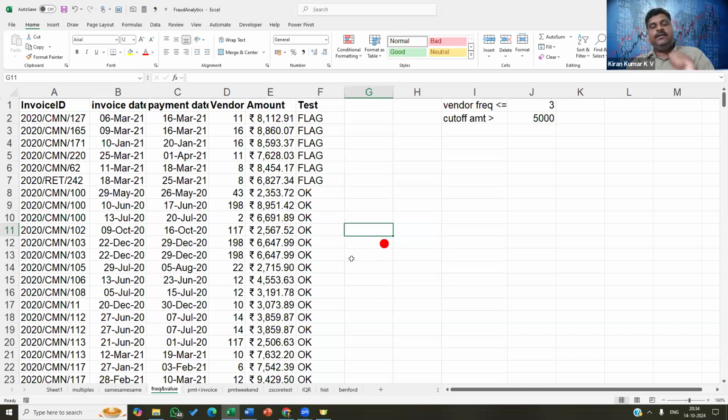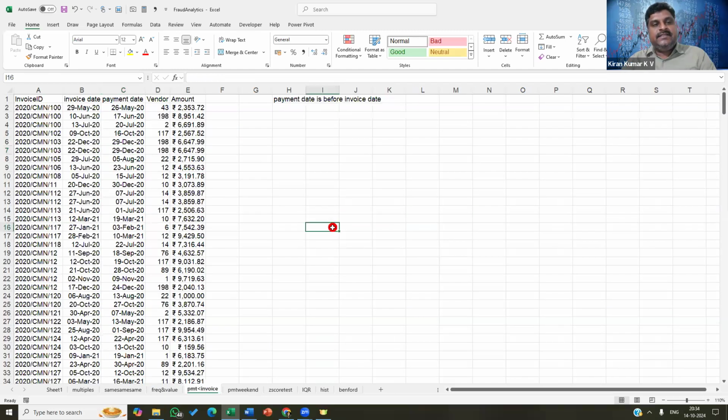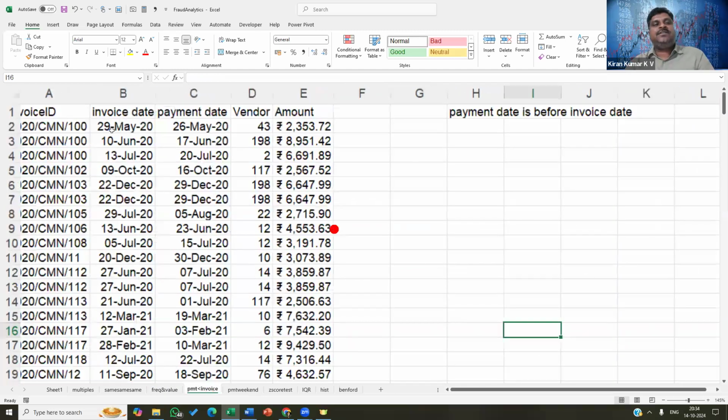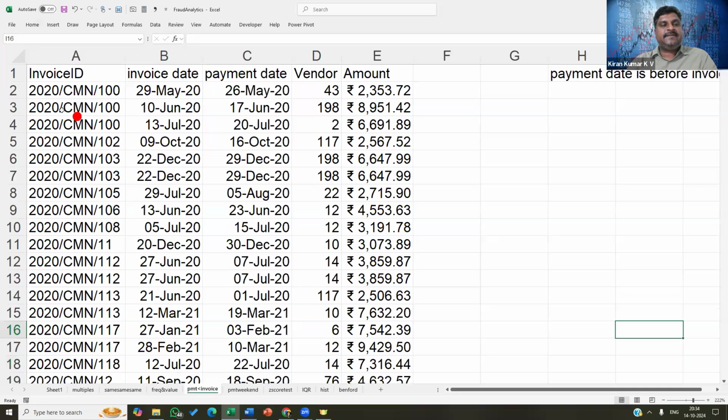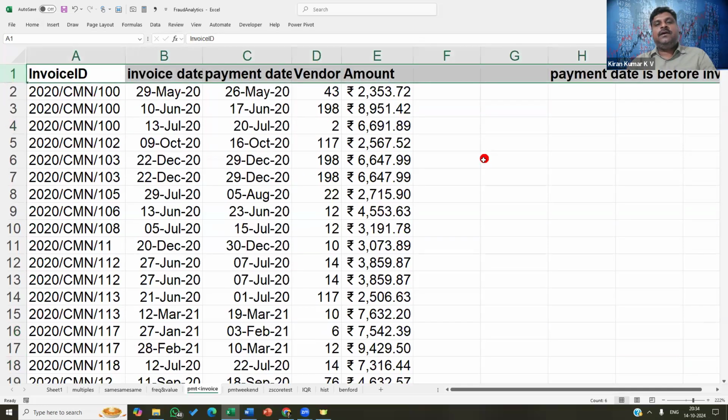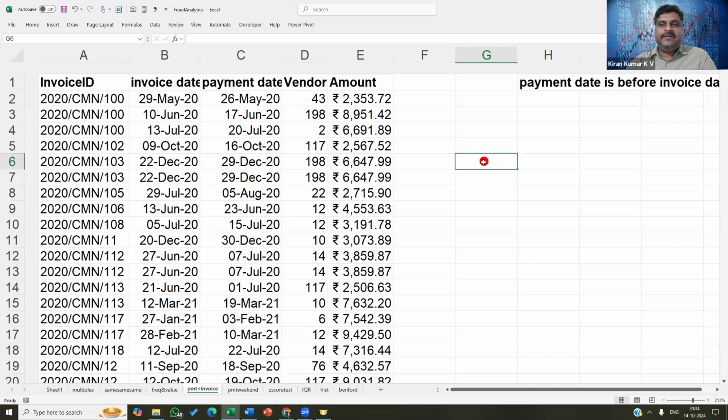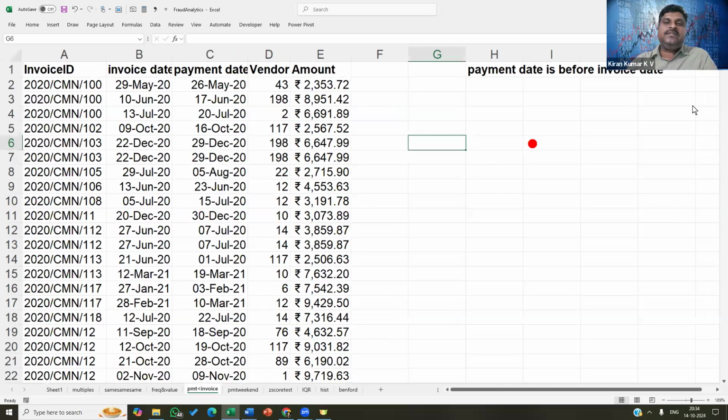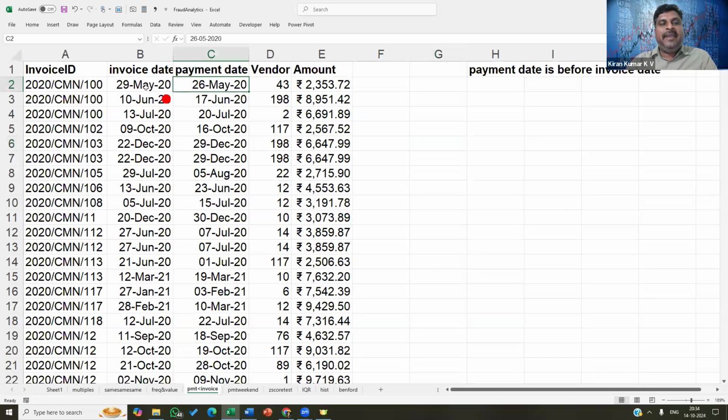Let me take the next test. The next test, along the same lines of thought, is something like this. It's a very silly mistake. Sometimes fraudsters are also fools. It's when their payment date is before the invoice date. Generally in this business, we know that we never make an advance payment. The invoice is always generated first, or at least the payment is made the same day, but we never make a payment before an invoice has been raised.